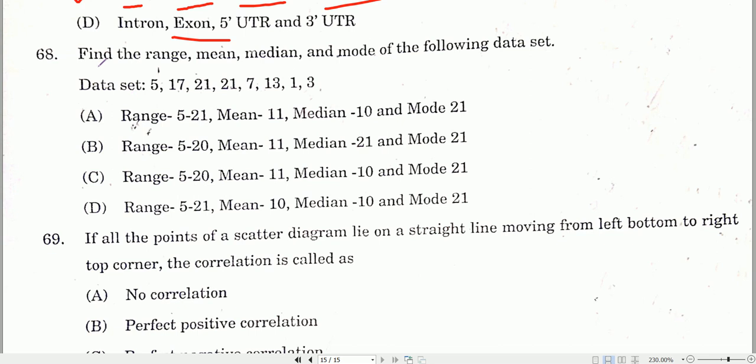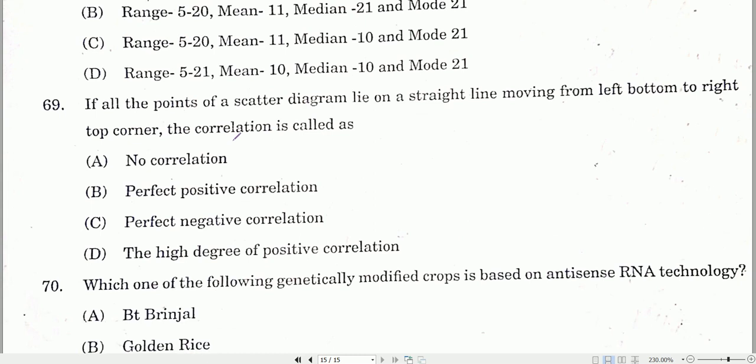Coming to question number 68. Find the range, mean, median, and mode of the following data. Here first we need to arrange in the ascending order. For the calculation of your range, that will be your higher value minus lower value. The highest value is 21 minus 1, that will be 20. Here there is a range given as 5 to, but by mistake this should be 1 to 21. Mean will be 11, median will be 10, and mode will be 21 because the frequency of 21 is high.